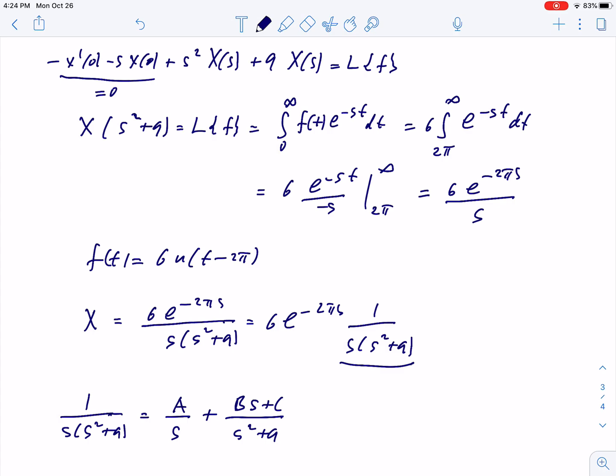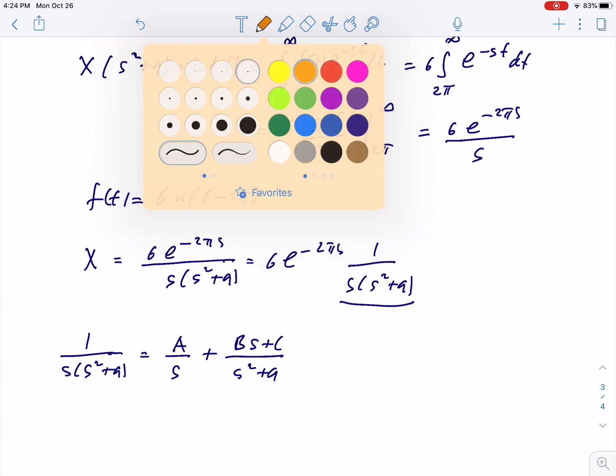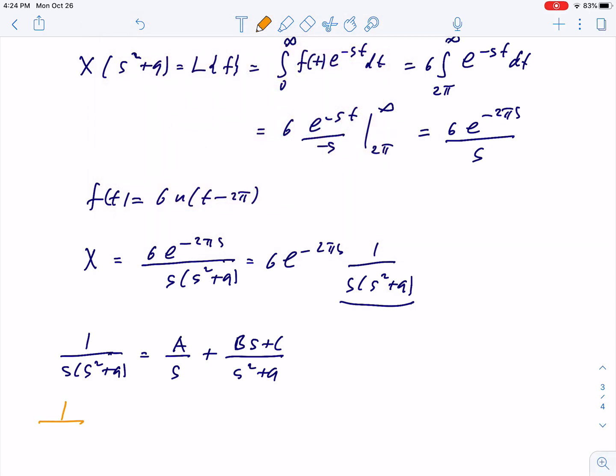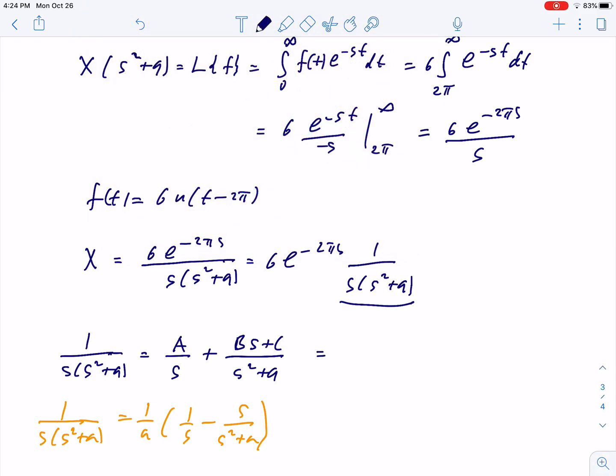Now I want to use the short formula which I gave you before. I shall write it here again. The formula goes like that: 1 over s times (s squared plus a) is 1 over a, parenthesis, 1 over s minus s over s squared plus a. Any a which is non-zero. So according to this formula, I can write immediately my decomposition: 1 over 9, 1 over s minus s over s squared plus 9.